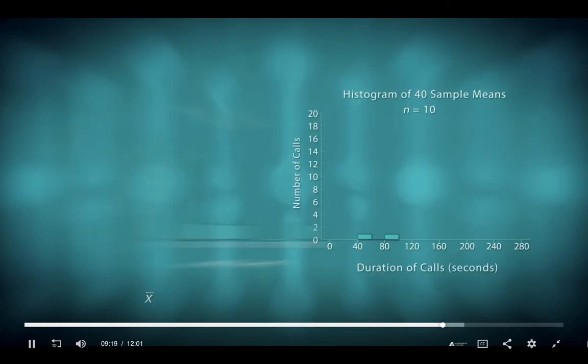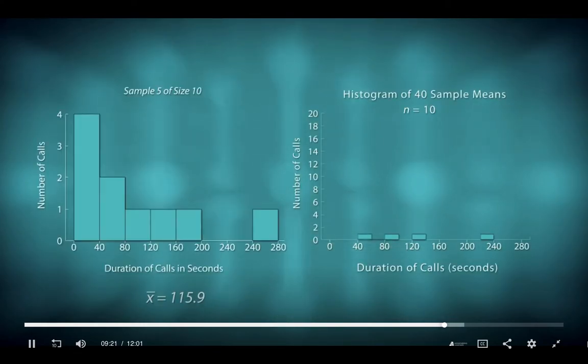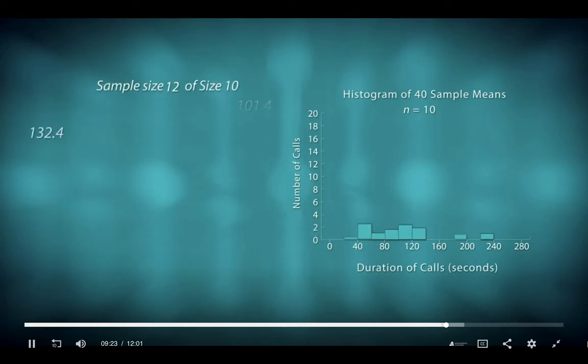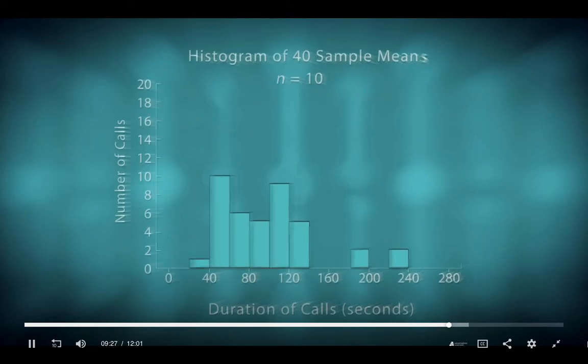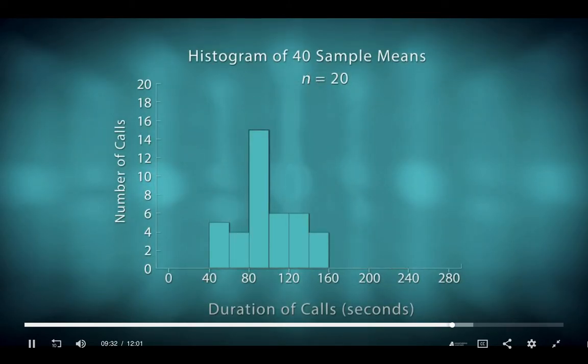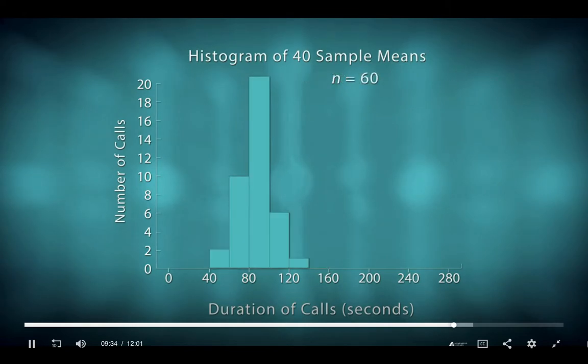Let's continue taking samples of size 10, each time finding the mean of the sample and adding it to our histogram. This final histogram is based on 40 different samples of size 10. We can do the same thing with 40 different samples of size 20. And finally, we can do it again with 40 different samples with an N of 60.